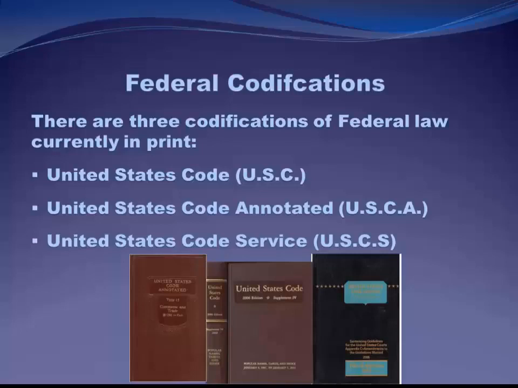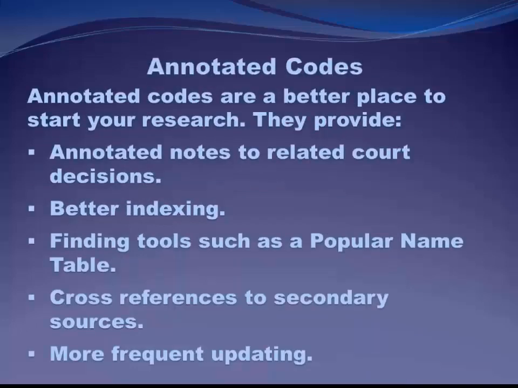There are three big sources of federal law: the United States Code, the official version, and then the two unofficial annotated versions that are put out by commercial publishers. United States Code Annotated, you'll find that on Westlaw, and United States Code Service, that will be on Lexis. So, annotated codes, why are they better?